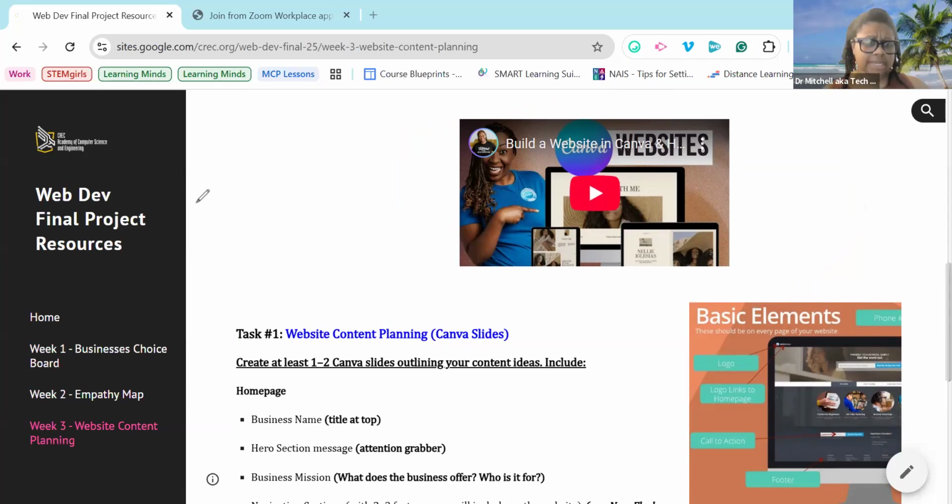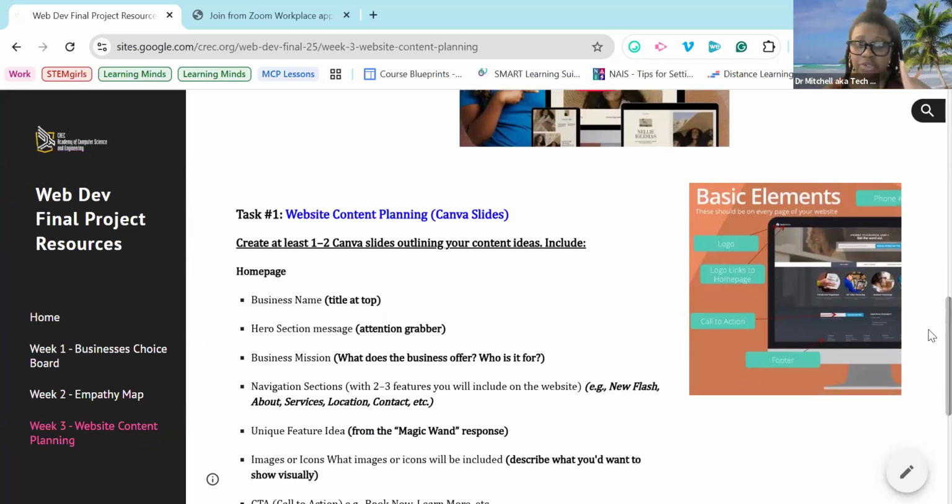work sites here, there is week 1, week 2, and there's 2 more weeks, which gets you to that final project submission. So this week, we're in week 3 of our project, and you will need to create at least 1 to 2 slides outlining your content ideas.